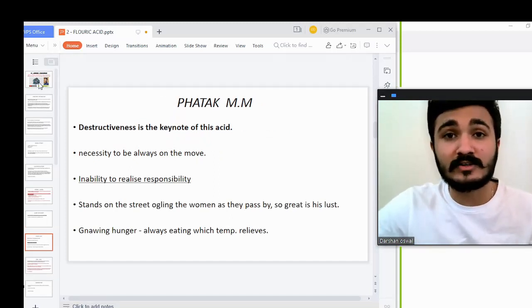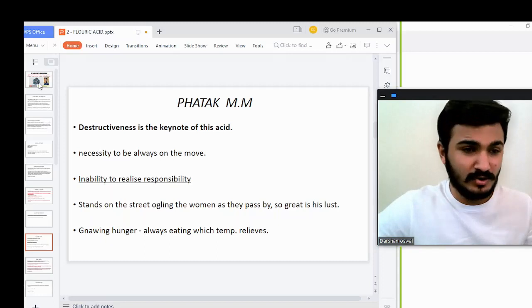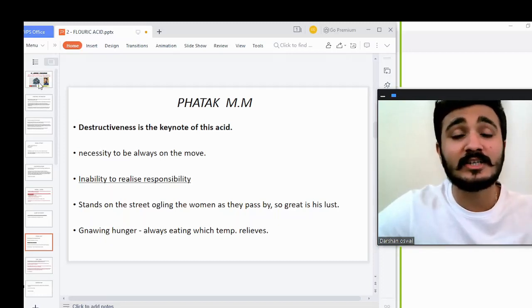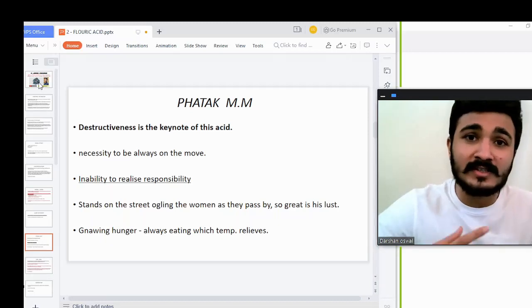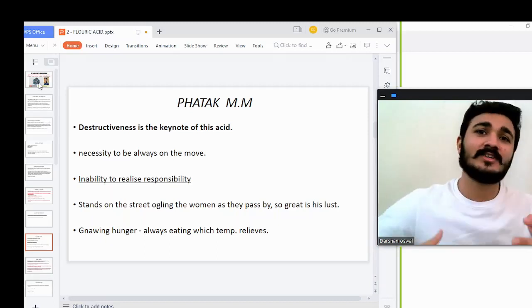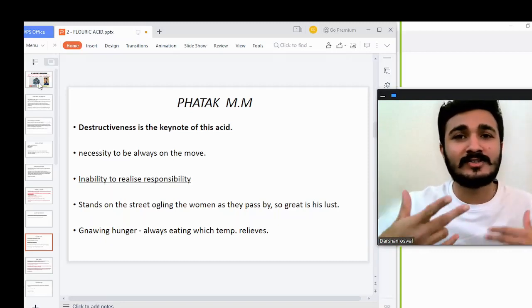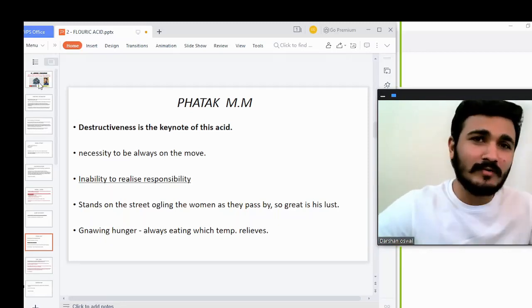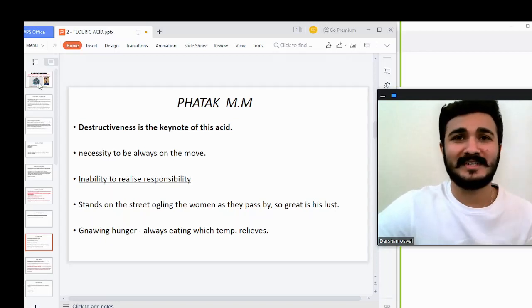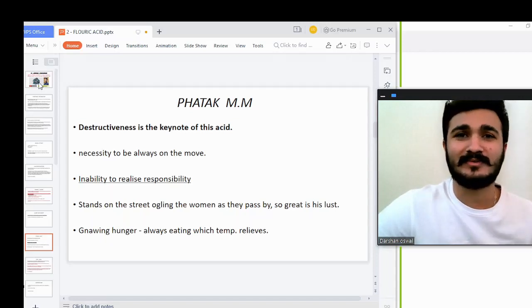Necessity to be always on the move. You need to be in motion. You need to be on the move. Inability to realize responsibility. This person will always keep changing relationships also. If he has many cars, there is a necessity to be always changing the cars also. So always on the move, be it relationships, be it physically, be it mentally, be it emotionally, you will always see him on the move.